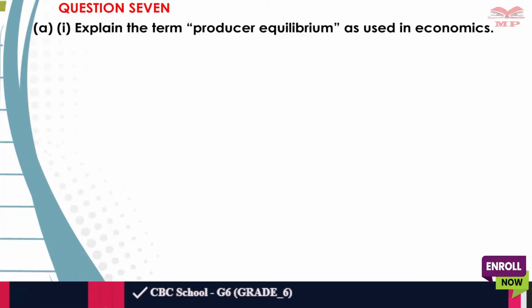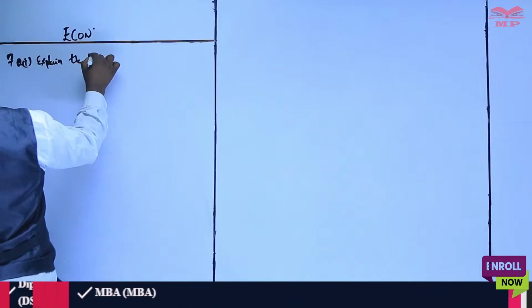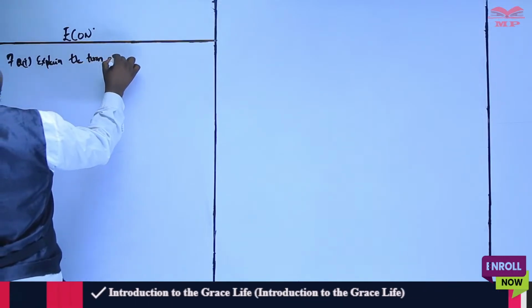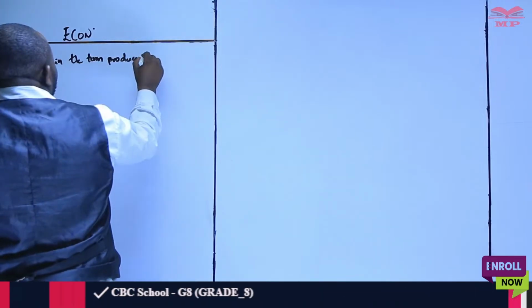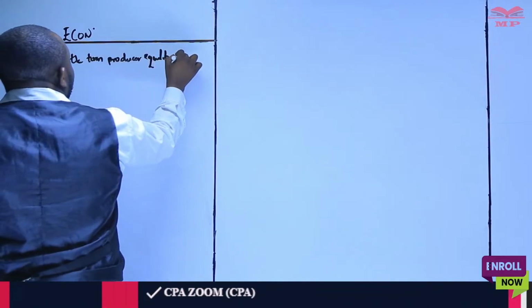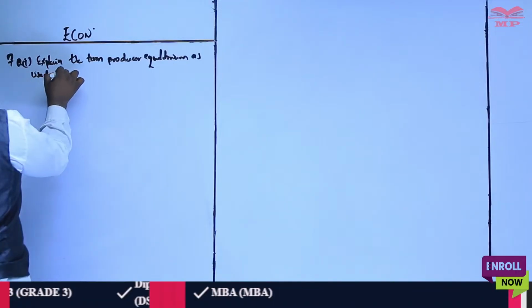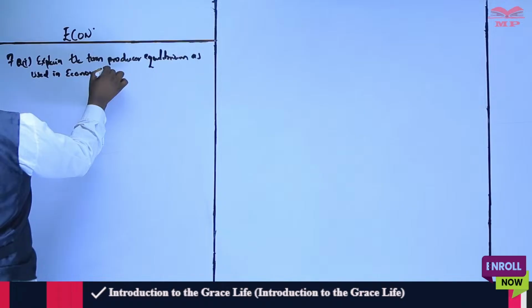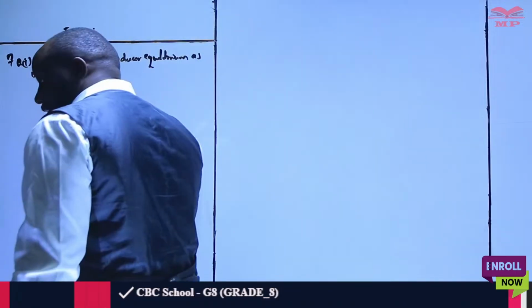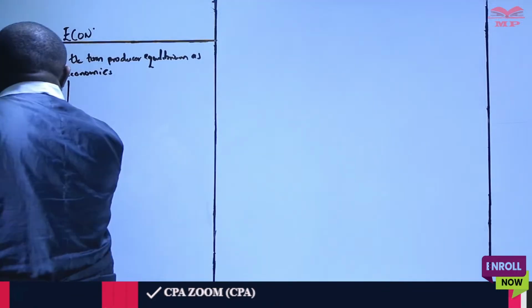Roman 1: explain the term producer equilibrium as used in economics. I just want to draw a diagram before I explain that, producer equilibrium.